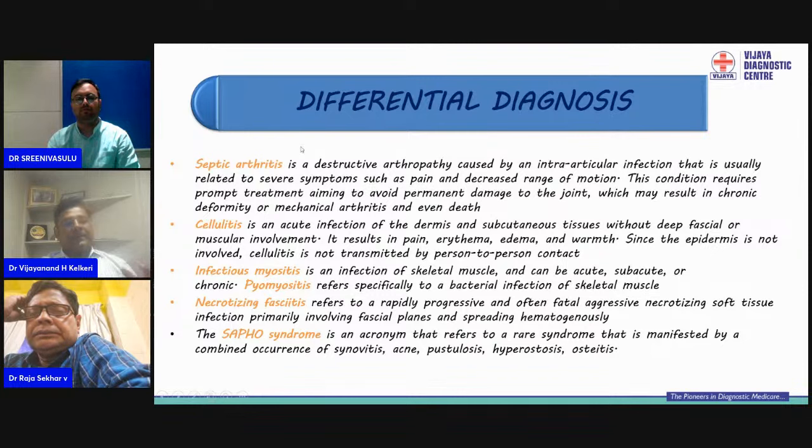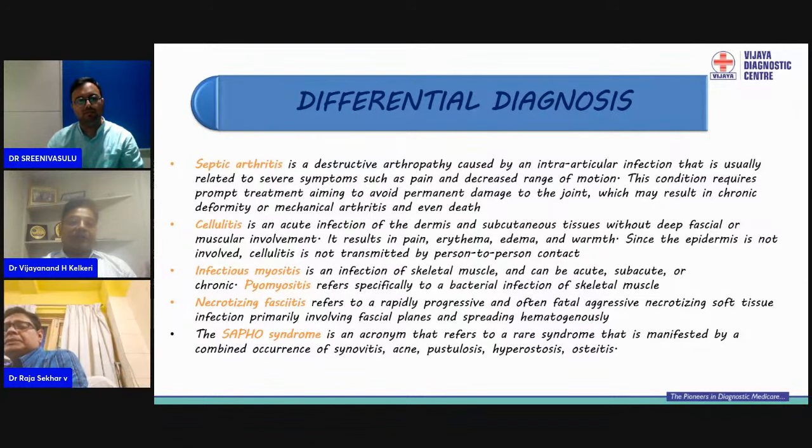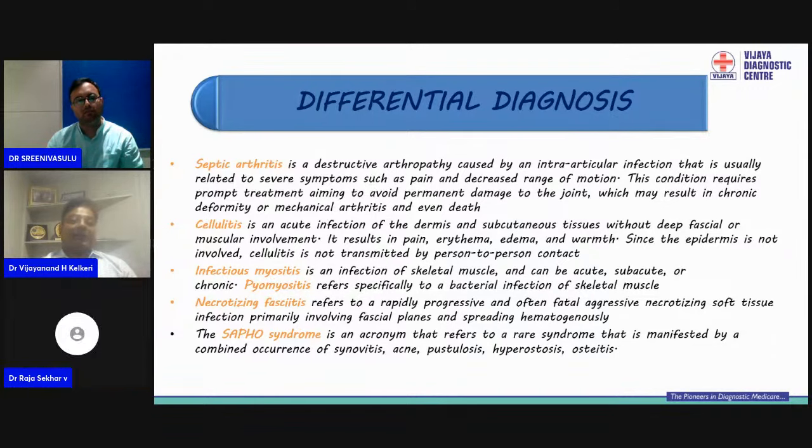Now, why these differential diagnoses? Sometimes if we are not able to get the history from the clinician, everything looks the same for us. So this is basically a radiological differential diagnosis. Maybe some differential diagnoses may be added or deleted once we get the clinical history from the clinicians. This is what the differential diagnoses are listed in the book radiologically.